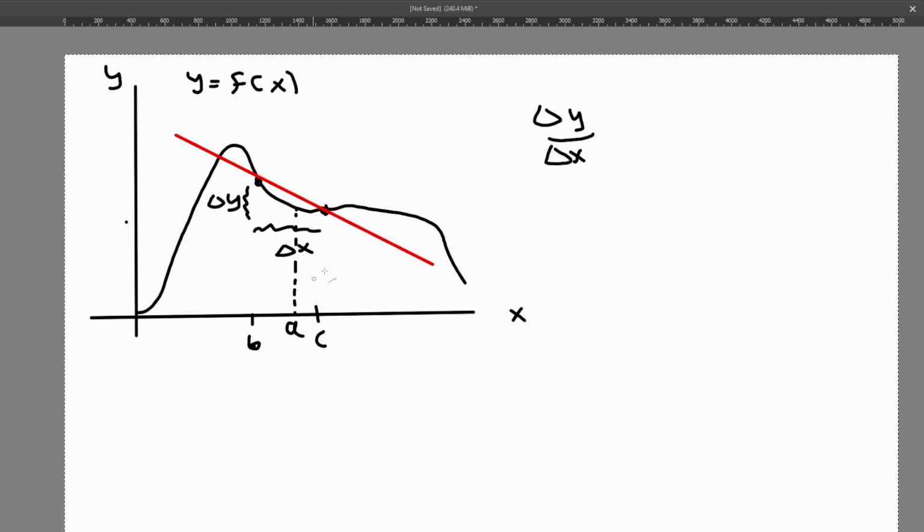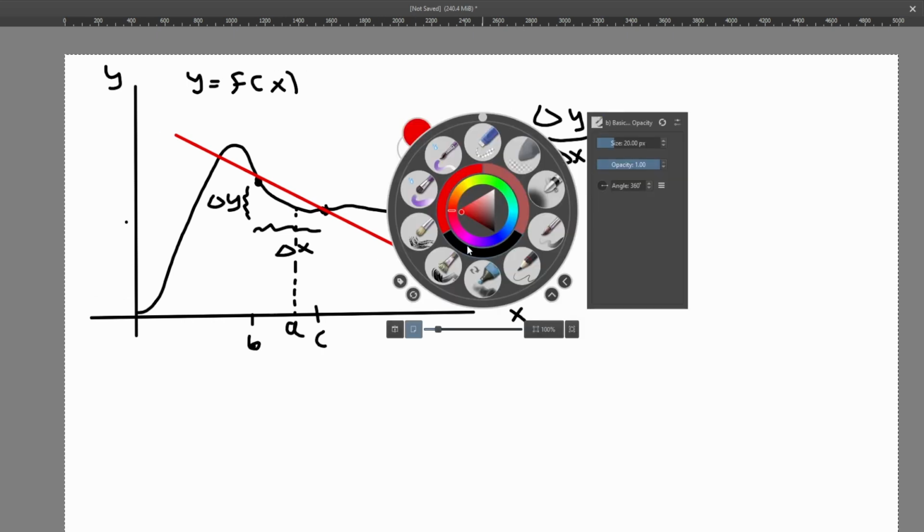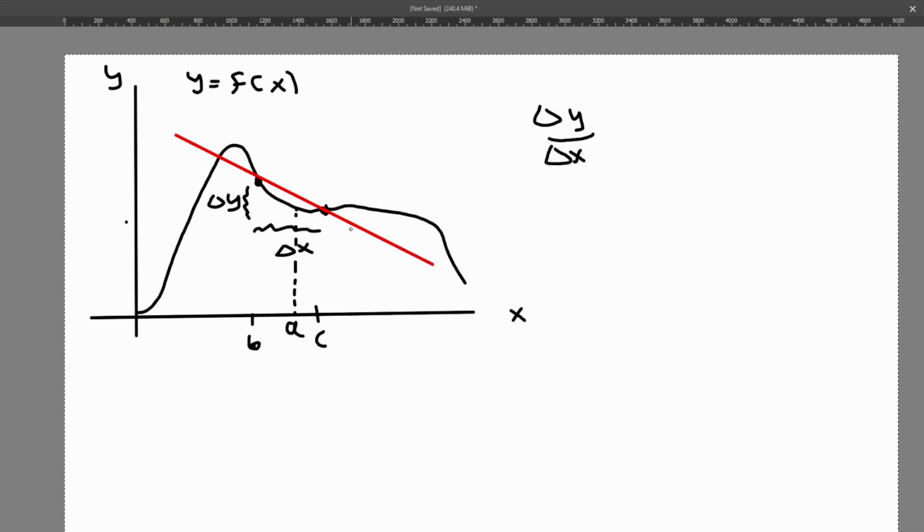Now here's the problem. This only estimates the rate of change, right? How do you find the exact rate of change at A? Well, simple. We just see what this value, delta Y over delta X, approaches as these two points get closer and closer to A. The closer they are, the closer the value is to the exact rate of change at A.